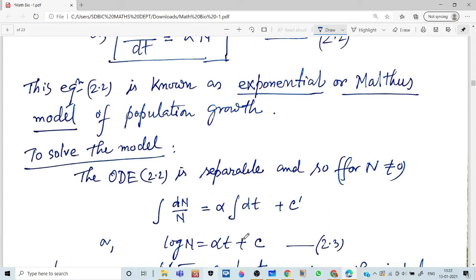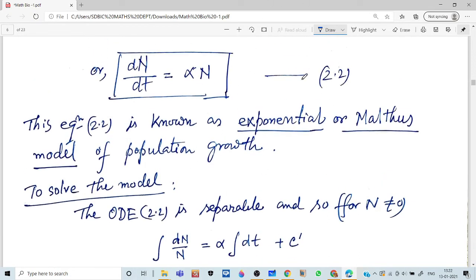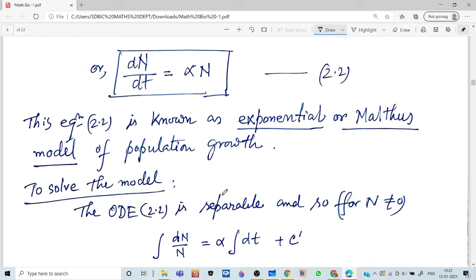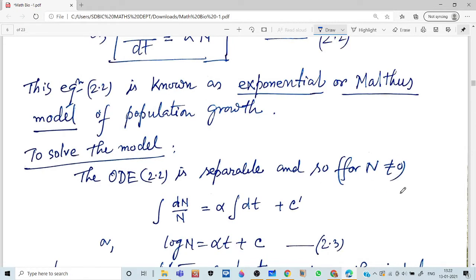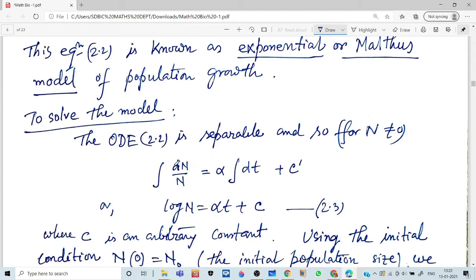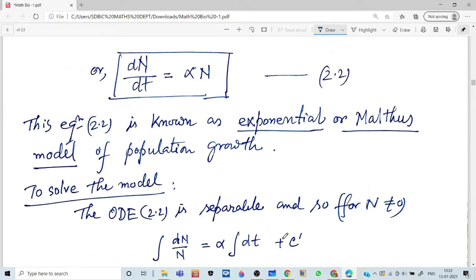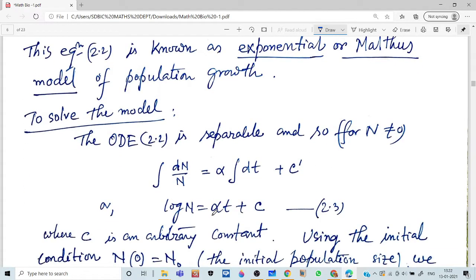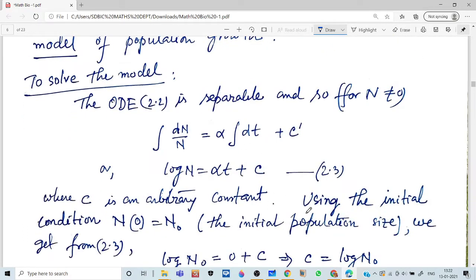Now, to solve this model, this ordinary differential equation 2.2, which is separable, for N not equal to 0, separating variables, we integrate dN by N equal to alpha times the integral of dt plus some integrating constant c dash. So log N is equal to alpha t plus c dash, where c dash is an arbitrary constant.